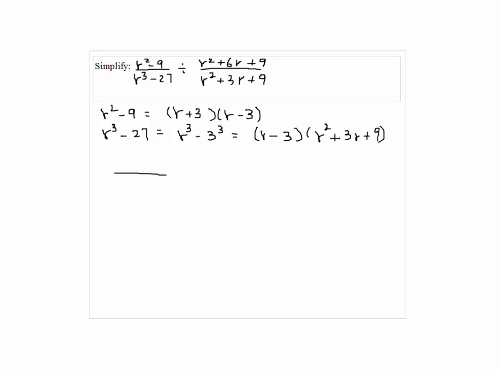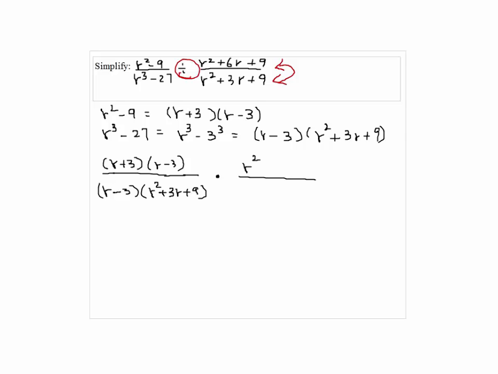So let me rewrite each fraction. So we have r plus 3 times r minus 3 over r minus 3 times r squared plus 3r plus 9. And then we're going to flip the numerator and denominator of the second fraction since we have a division. So we have r squared plus 3r plus 9 on top.